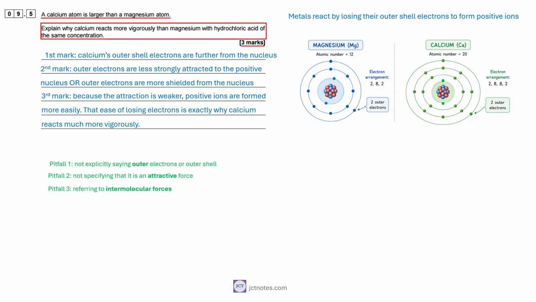Some students mentioned more outer shells. This is not correct because outer is always taken to mean the one shell furthest from the nucleus. Finally, do not get confused between atomic structure and surface area. Some students saw the word larger and tried to argue that calcium had a larger surface area like a lump of metal. The question is explicitly talking about individual atoms. Keep your focus entirely on atomic structure.